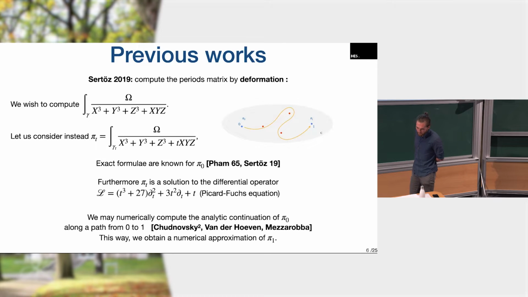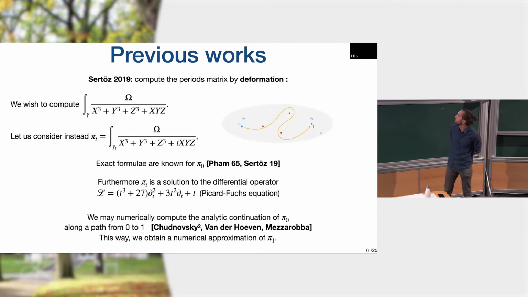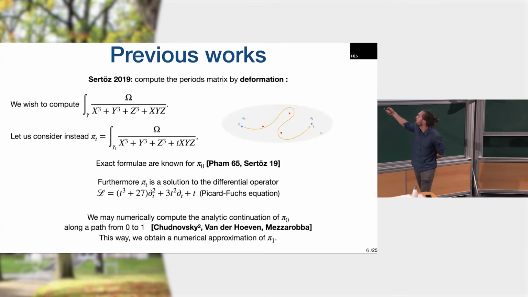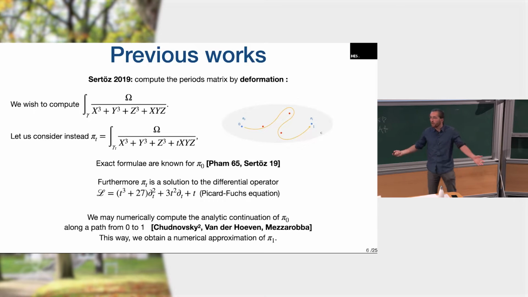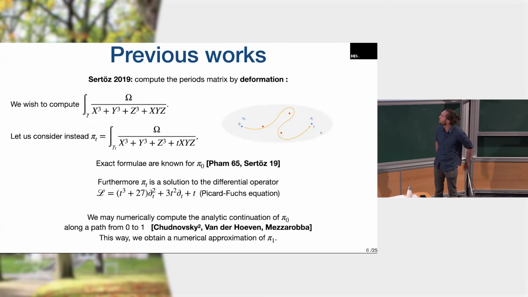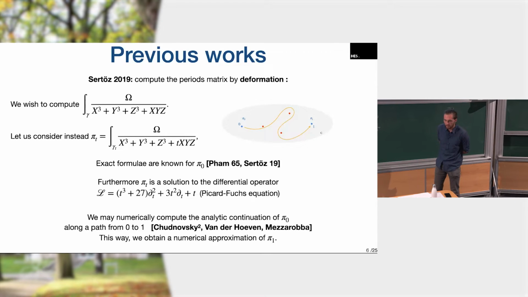And the reason we do this is because with this new function pi, if we set t equal to 0, then we see that we have something very symmetric. We have x cubed plus y cubed plus z cubed. And this is the Fermat elliptic curve, and we have exact formulae for the periods of the Fermat elliptic curve. So we know the values of pi of 0. So this is the first element of this method.